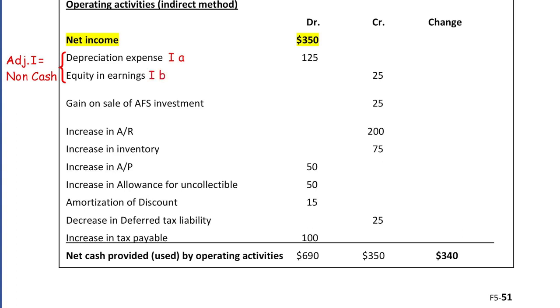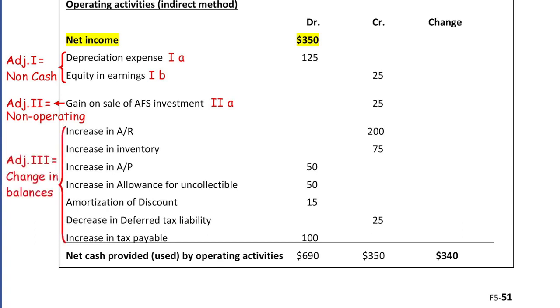Then you have the gain on sale of the available for sale security. On the left, write adjustment number 2, non-operating. And this one is adjustment number 2A. Then you have a few changes in balance sheet accounts where we're looking at accounts receivable, inventory, accounts payable, allowance for uncollectible, discount amortization, deferred tax liability, tax payable. Put a bracket around all that and write adjustment number 3, change in balances.